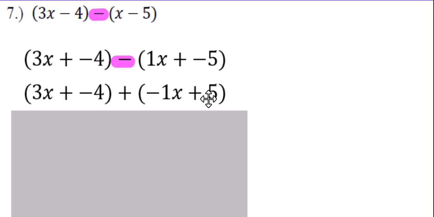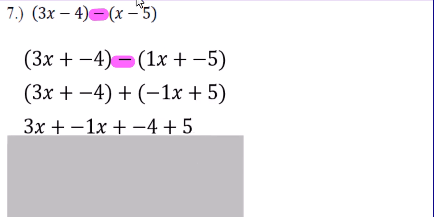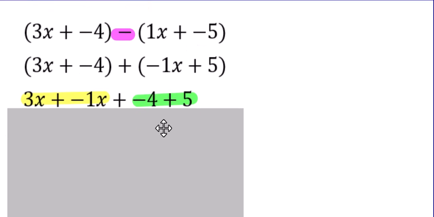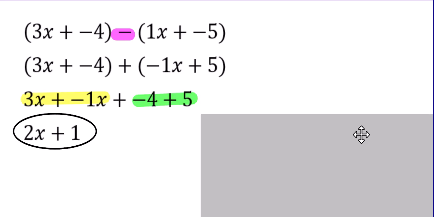Once everything is addition, which it is here, we can drop off those parentheses. We can reorder it so our like terms are side by side. So I've got 3x plus negative 1x and negative 4 plus 5. 3 plus negative 1 is going to get us 2x. Negative 4 plus 5 is going to get us positive 1. So our final solution here will be 2x plus 1.